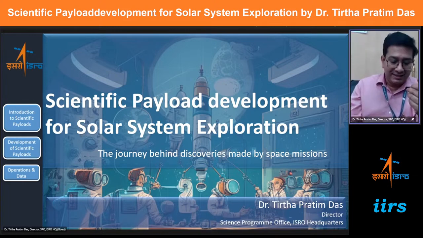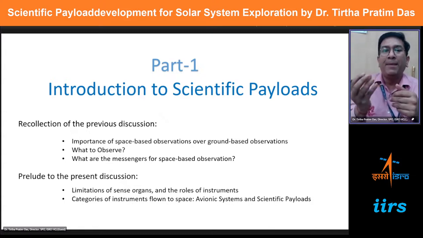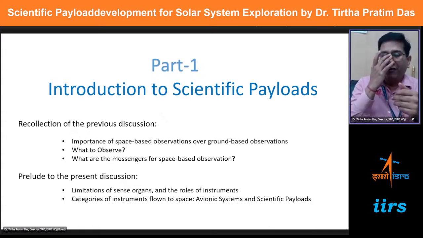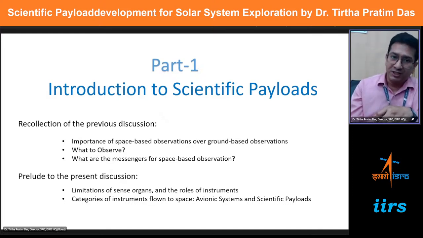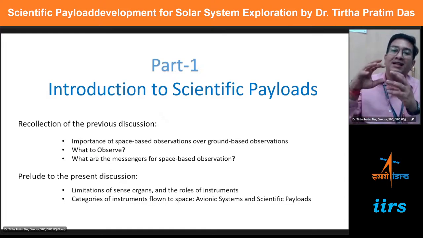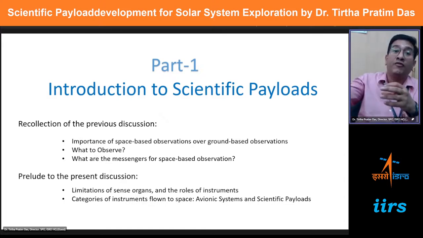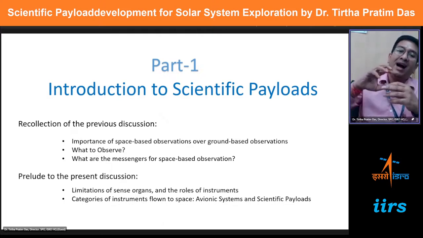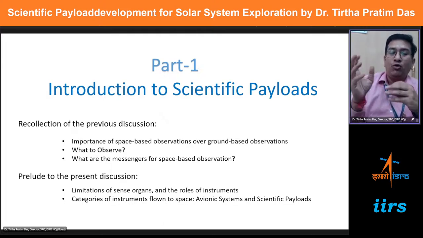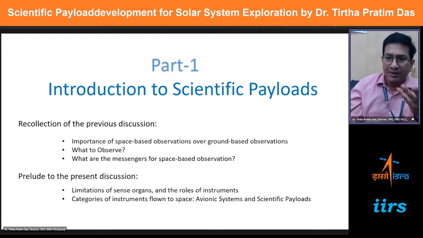Now, at this juncture, it is appropriate to do a small recapitulation of my previous lecture, where I spoke about the overview of space science and exploration. During my previous lecture, I discussed the importance of space-based observation over ground-based observation. I made a mention of the advantages when you are sitting beyond the atmosphere and you are not letting the atmospheric effects come in the way of your observation, and sometimes you are even sitting outside the magnetosphere itself. What advantages you get, all these things we discussed in the previous lecture.